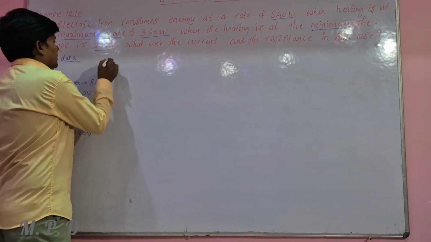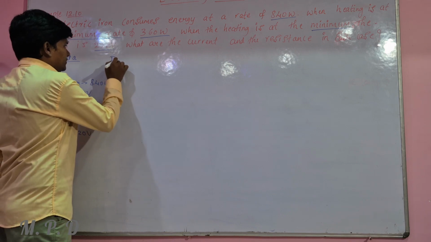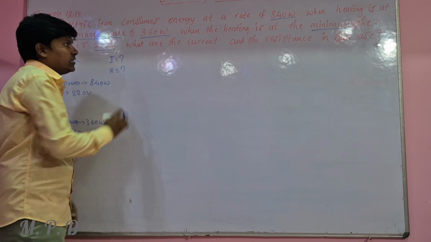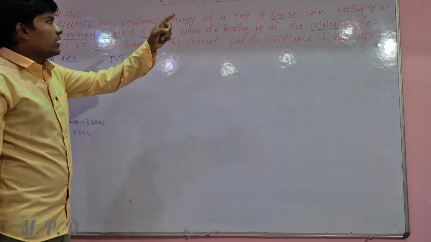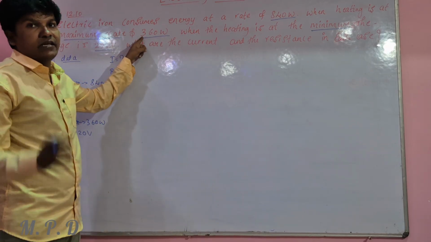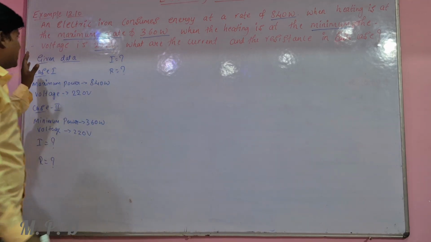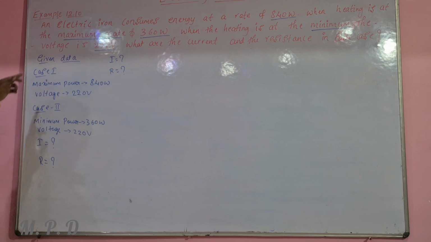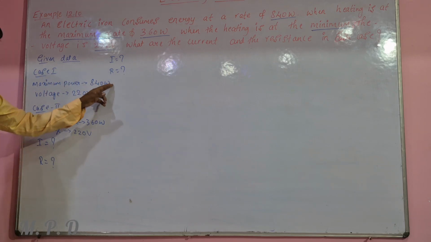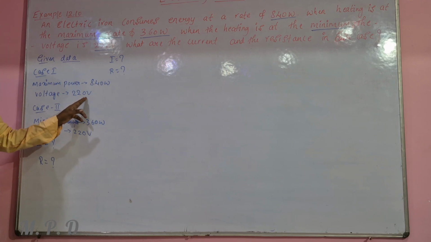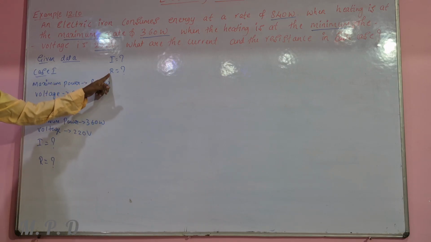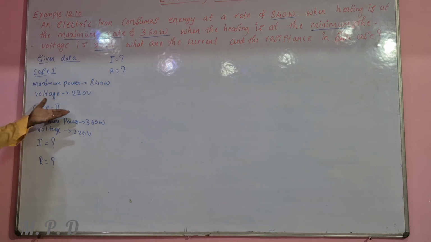Each case is nothing but: when the heating is at the maximum rate, we take it as case 1, and the heating at the minimum rate we take as case 2. In case 1, the maximum power is 840 watt and the voltage is 220 volt, and we have to find the current and the resistance. In case 2, the minimum power is 360 watt and the voltage is 220 volt, and we also find the current and the resistance. Both cases we have to solve.